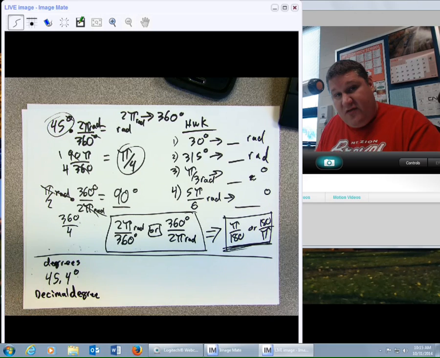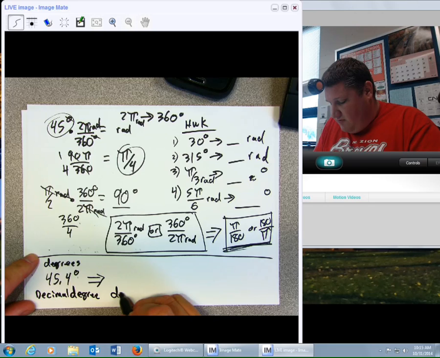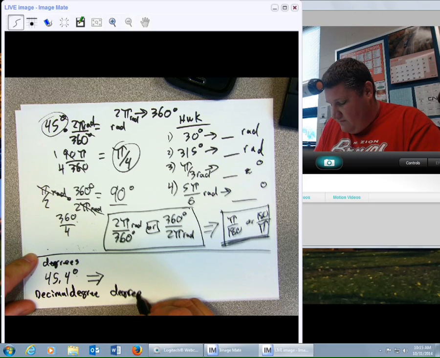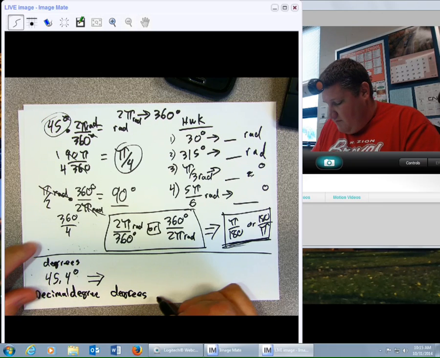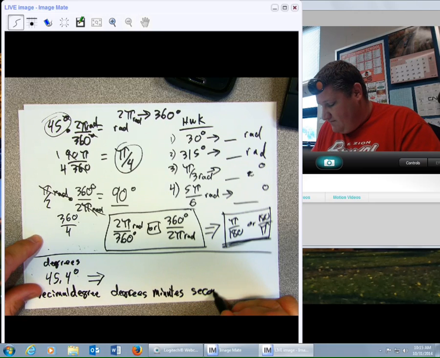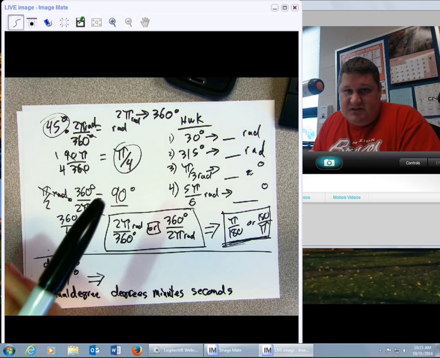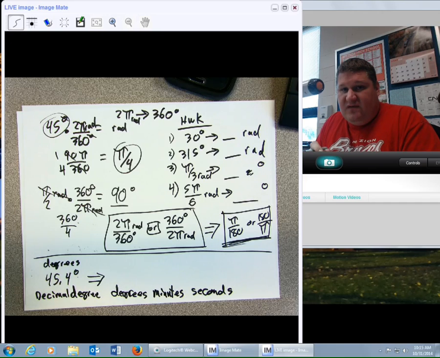But there's another way to write these, and that is by writing them as degrees, and then minutes, and then seconds. Degrees, minutes, and seconds. If I take a degree and I chop it into 60 chunks, then I'm going to get 1 minute. So 60 minutes equals 1 degree. If I take 1 minute and I chop it into 60 chunks, I get seconds. So I have degrees, minutes, seconds. There are 60 seconds in a minute, 60 minutes in a degree.